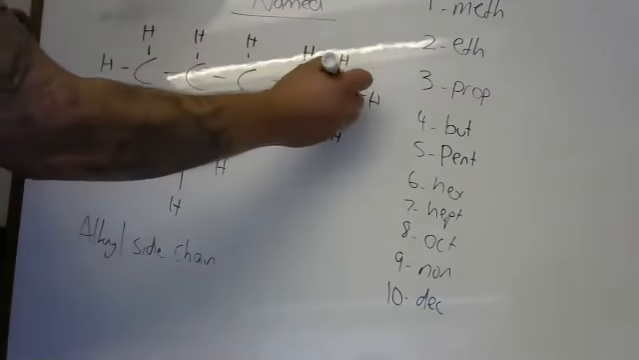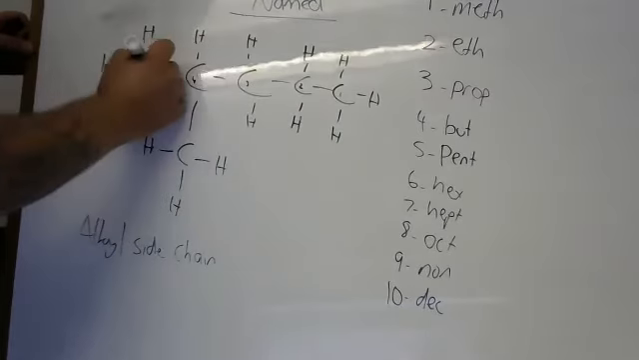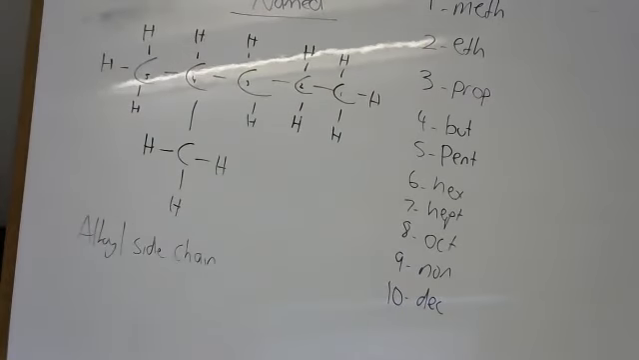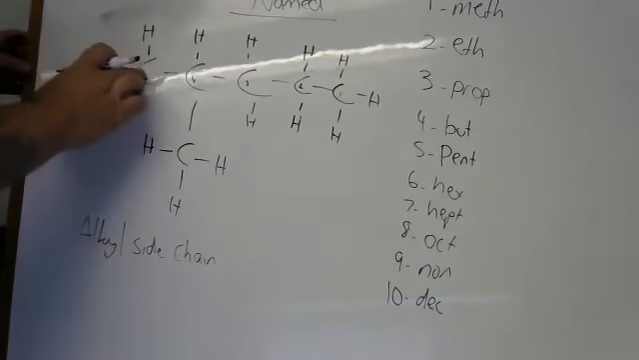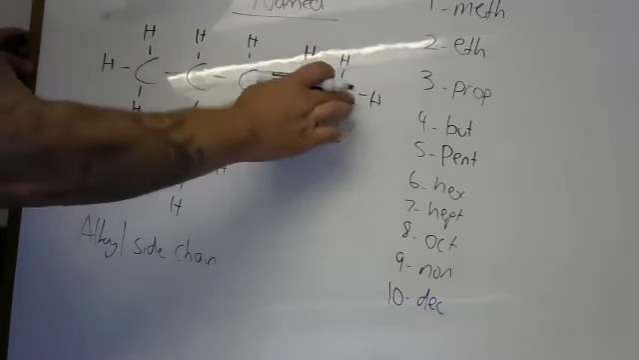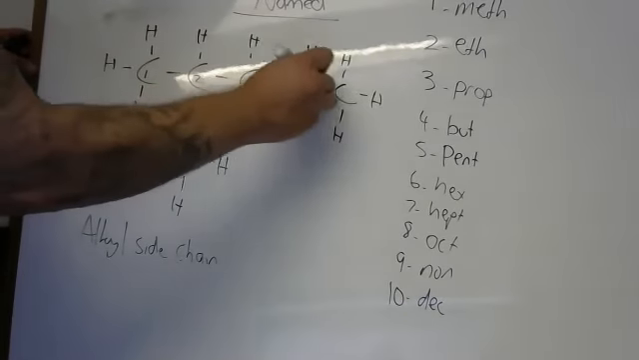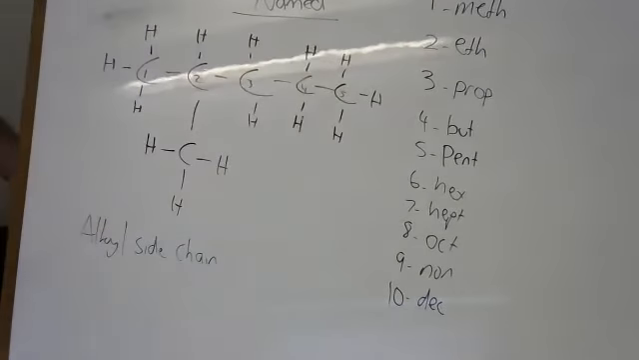Some people make mistakes, they count from this end, which would give us 4-methylpentane. But we have to have the closest, the lowest number. 2-methylpentane. All right, whilst we're here, let's do some crazy stuff.